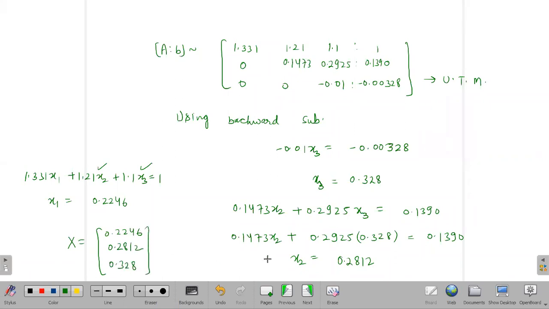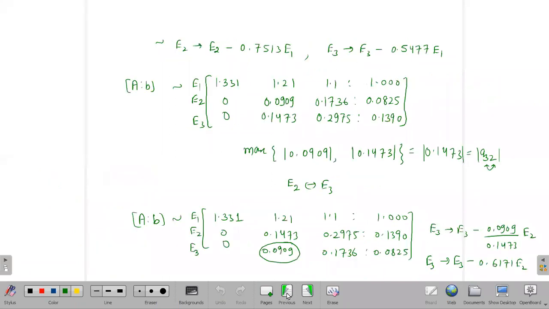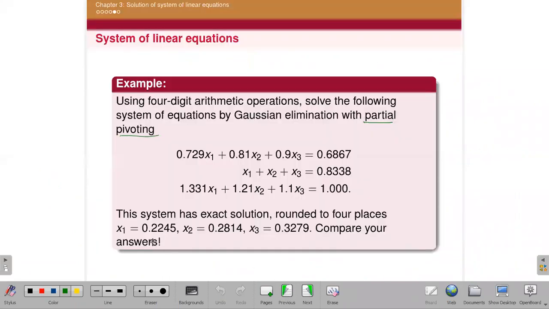And if you compare these numbers with the exact value, we got x1 as 0.2246, x2 is 0.2812, and x3 as 0.328. So this is approximately correct, and we can accept this because we are getting the approximation up to 2 or 3 decimals at least.